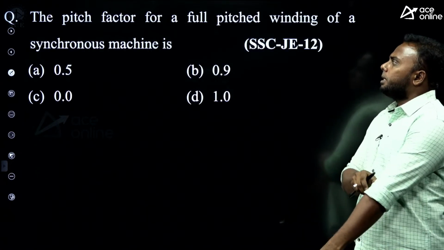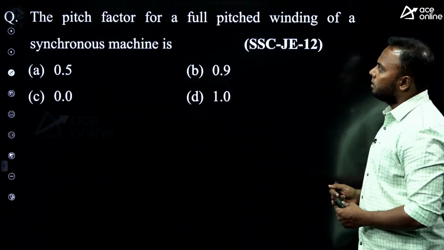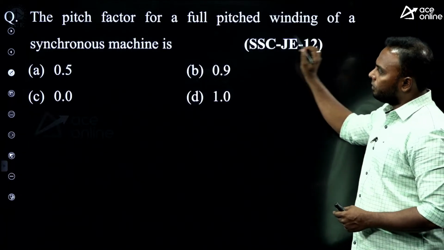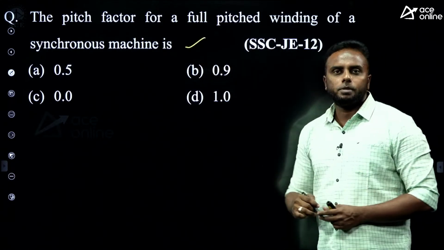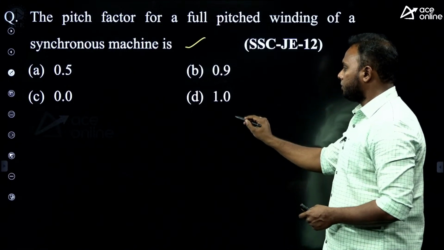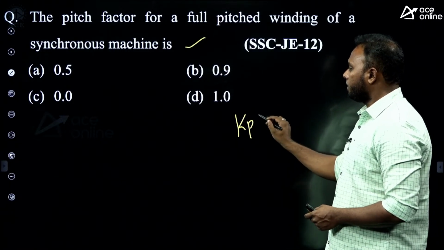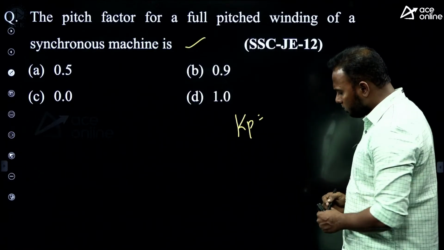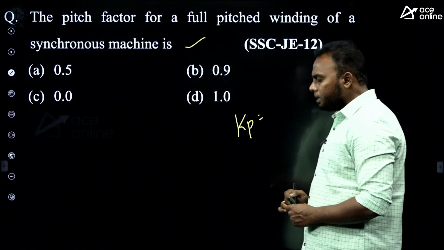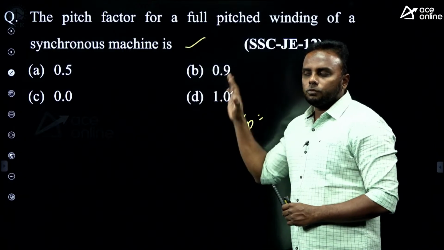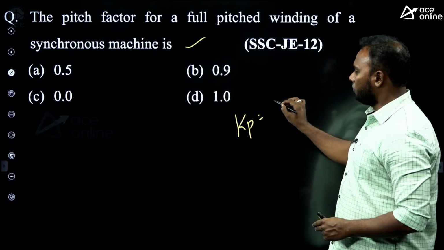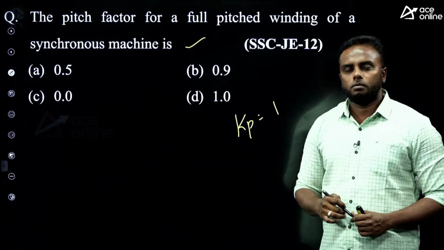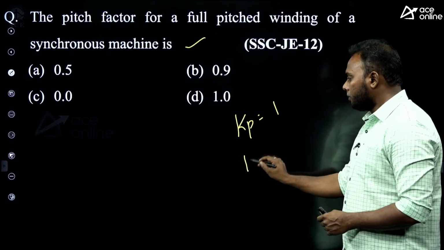See this. Tell me the answer. The pitch factor for a full pitched winding of a synchronous machine is dash. What is the pitch factor of a full pitched winding? You should have some ideas here. Full pitch, short pitch. As it is full pitched, what is the pitch factor? 1 only, no? Because what is the pitch factor equation?